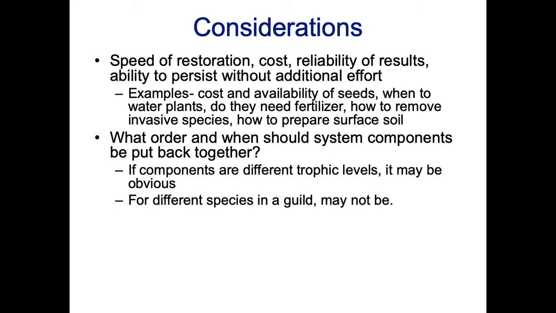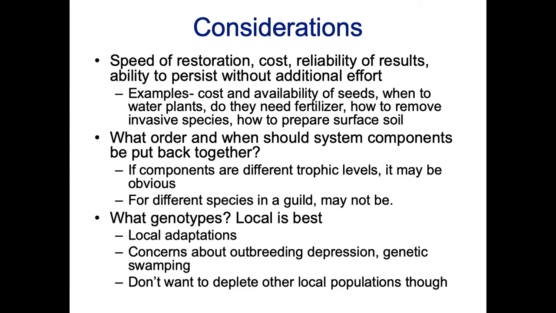Another question is, what order and when should system components be put back together? Should we put one thing in before something else? If components are different trophic levels, it may be obvious. Obviously, you don't want to reintroduce an animal that eats plants if the plants it needs to eat aren't there yet. So those kinds of things need to come into consideration. For different species in a guild, it may not matter what order you do it in.